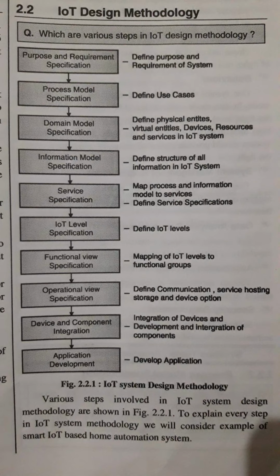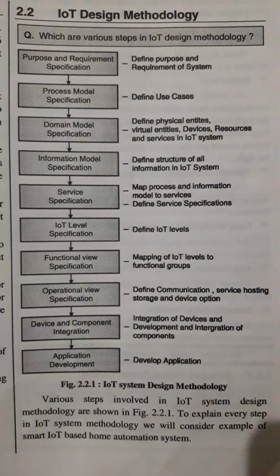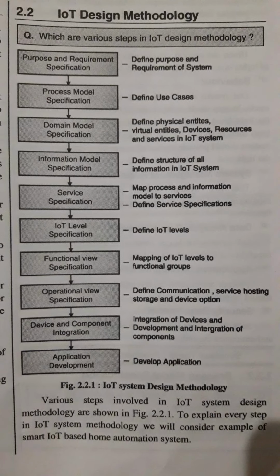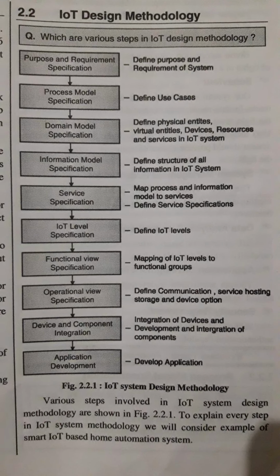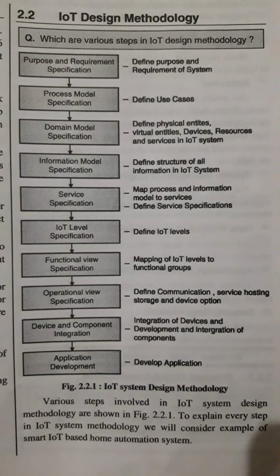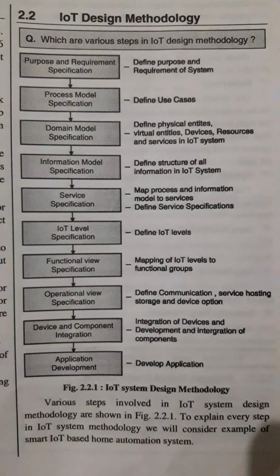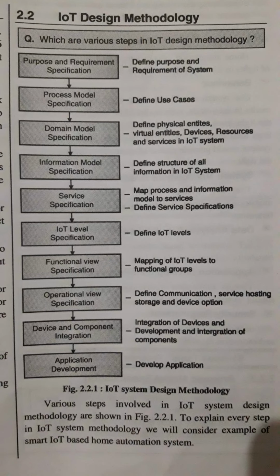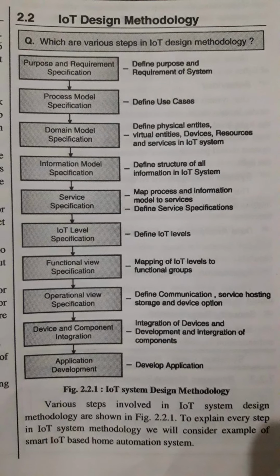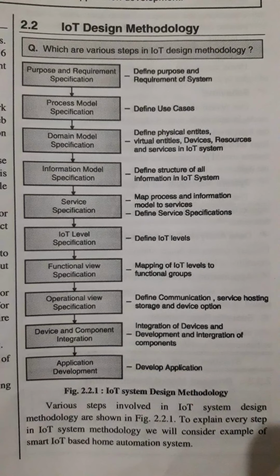which defines communication, service hosting, storage and device options. Device and component integration, that is integration of devices and development and integration of the components. And the last one, application development, which develops the application. So the various steps involved in IoT system design methodology are shown in the above figure.